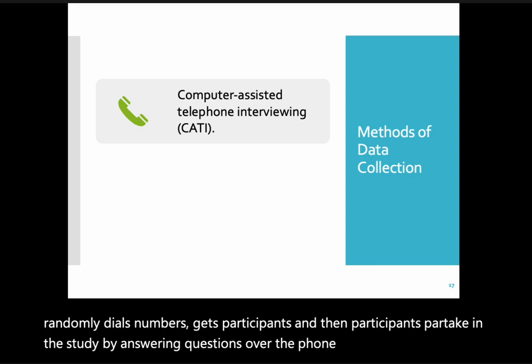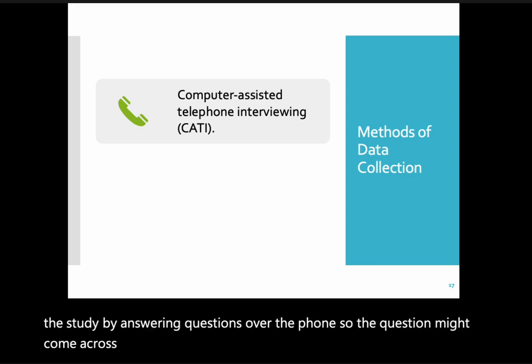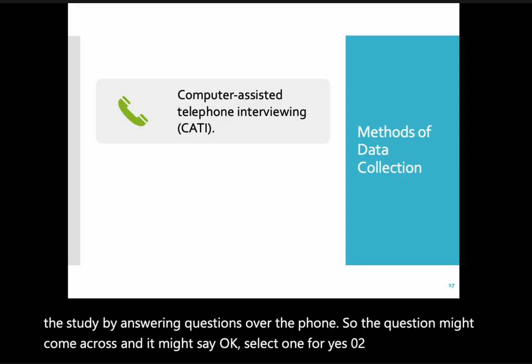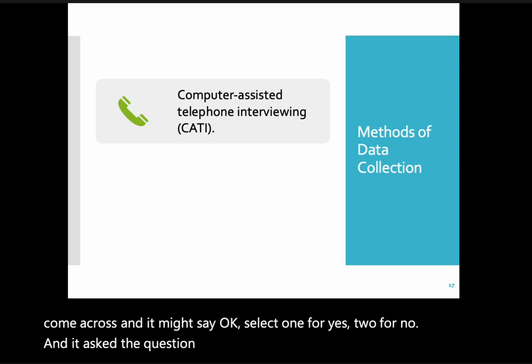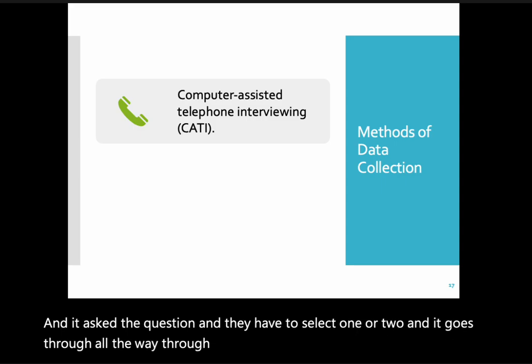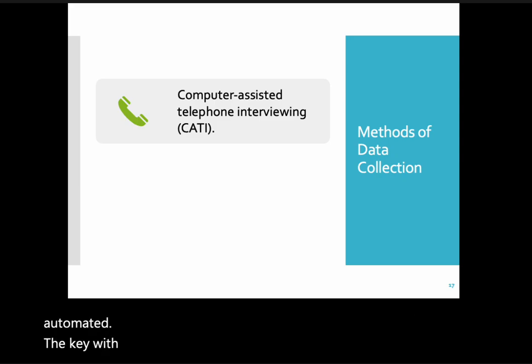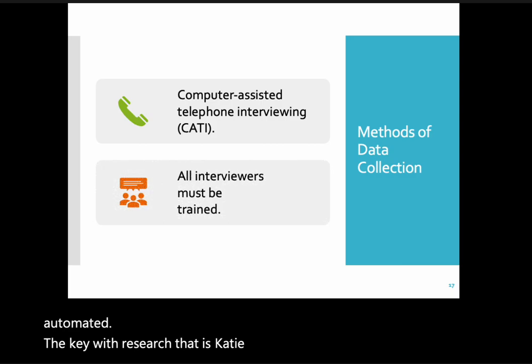The question might come across and say, okay, select 1 for yes, 2 for no. It asks the question and they have to select 1 or 2, and it goes all the way through the entire survey. So it's completely automated.